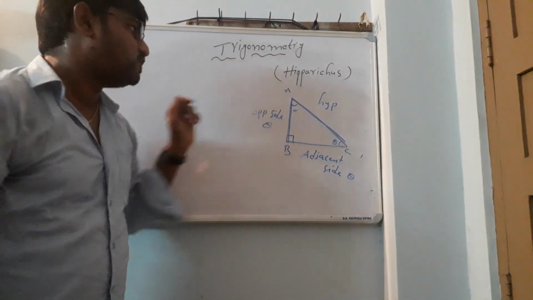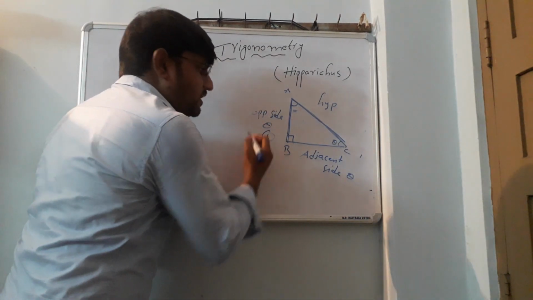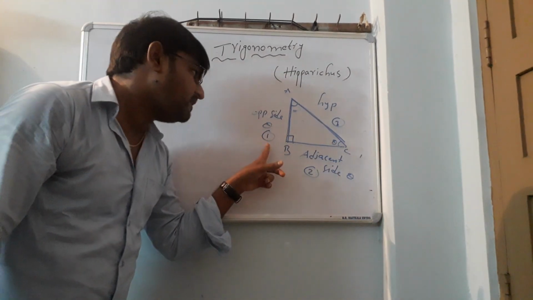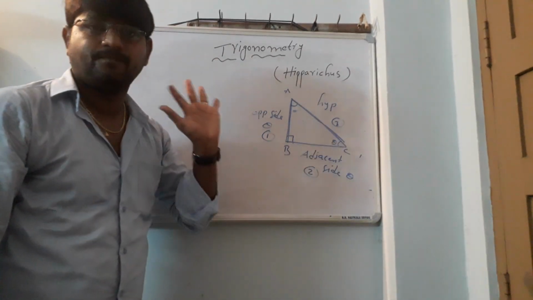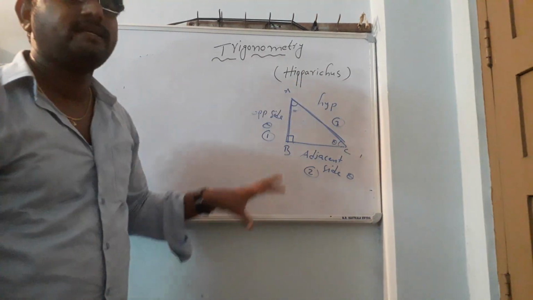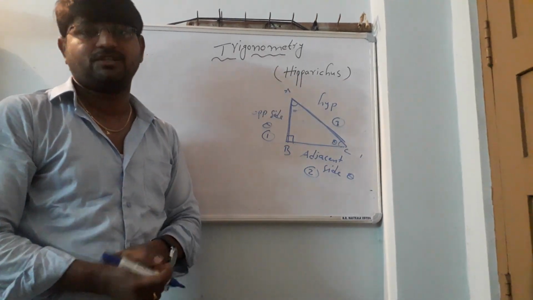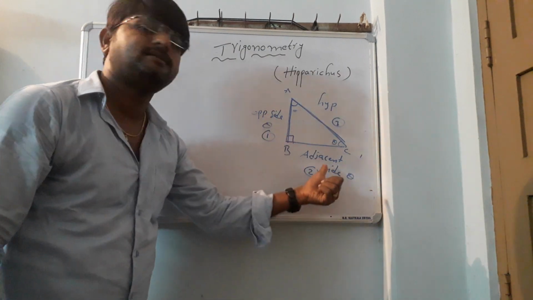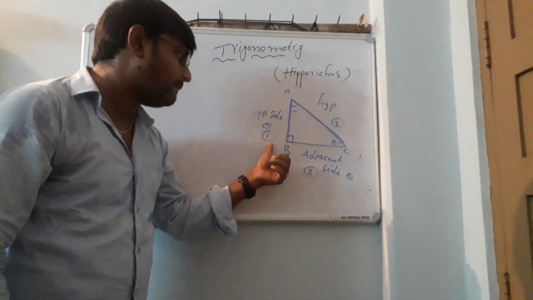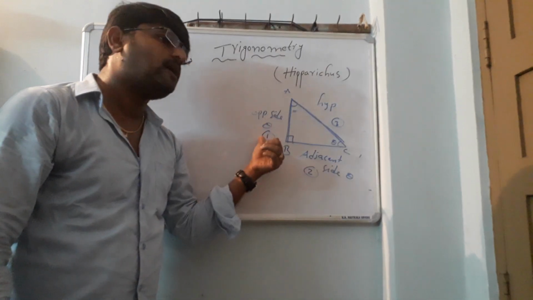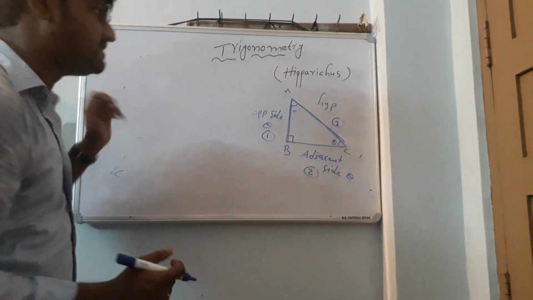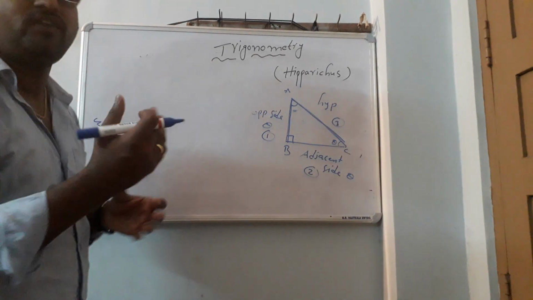The right angle triangle has 3 sides. Let us consider this is 1, this is 2 and this is 3. I am using only the numbers 1, 2, 3 instead of opposite side, adjacent side and hypotenuse. 1 means opposite side, 2 means adjacent side and 3 means hypotenuse. By using these 3 sides, I am writing different types of ratios.